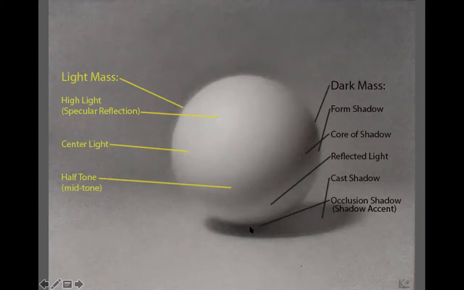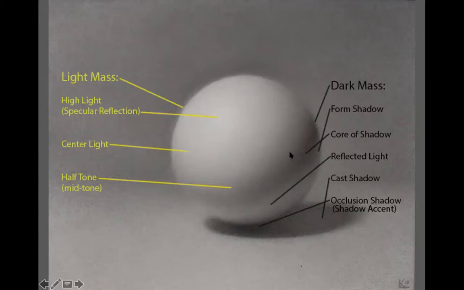The darkest parts of the shadow mass are called the occlusion shadow or the shadow accent. Those are the very darkest parts of the situation you're looking at, where no light is reaching. So usually that will be a dark accent underneath objects where no light is able to reach and so on. Okay, so light side, dark side, core of the shadow, reflected light, and we're going to be seeing all those elements in the object we paint today.